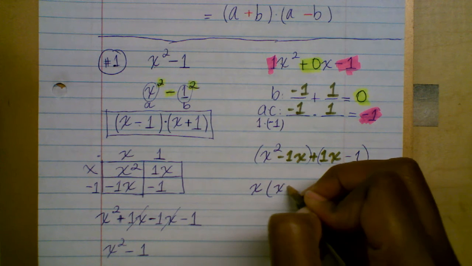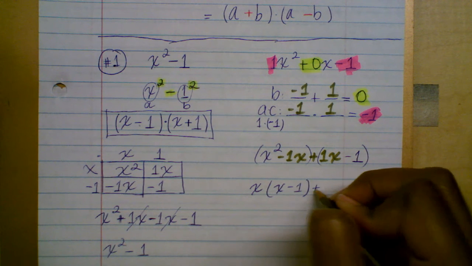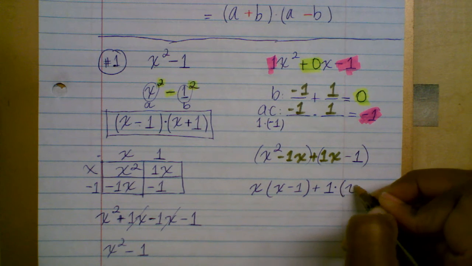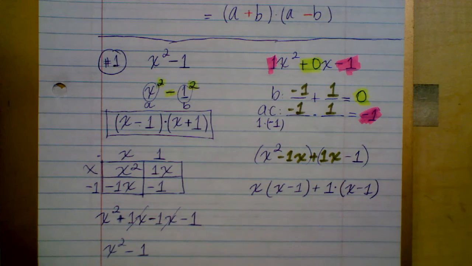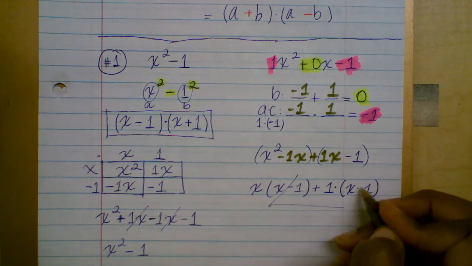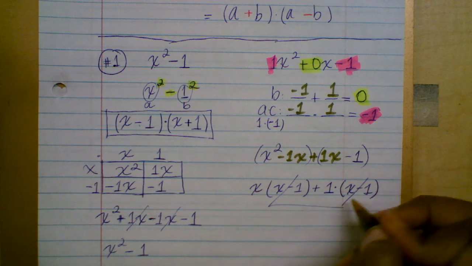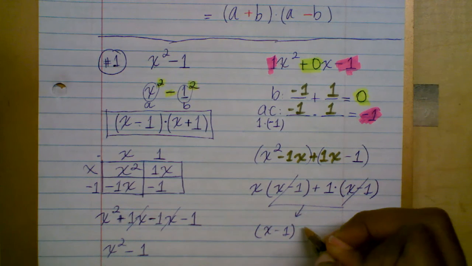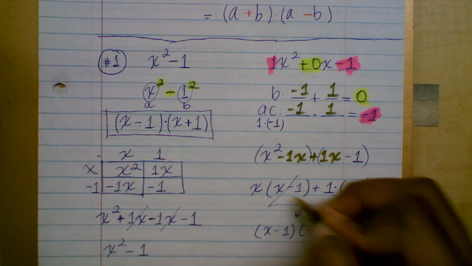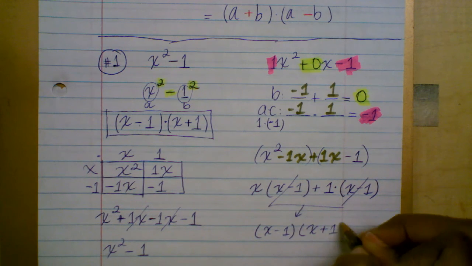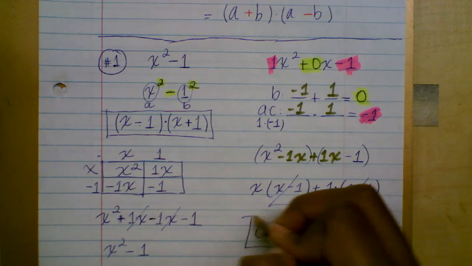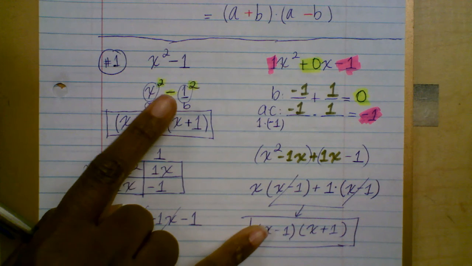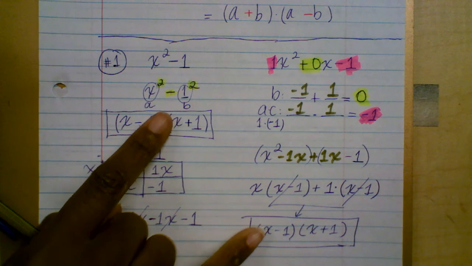So you get x minus 1 here, plus 1 times parenthesis x minus 1. The common factor is x minus 1. And then you factor out the greatest common factor on the left and on the right, which is going to be x minus 1 times x plus 1. And this is the factored form, which matches what you've done on the left here. They're the same factored form.